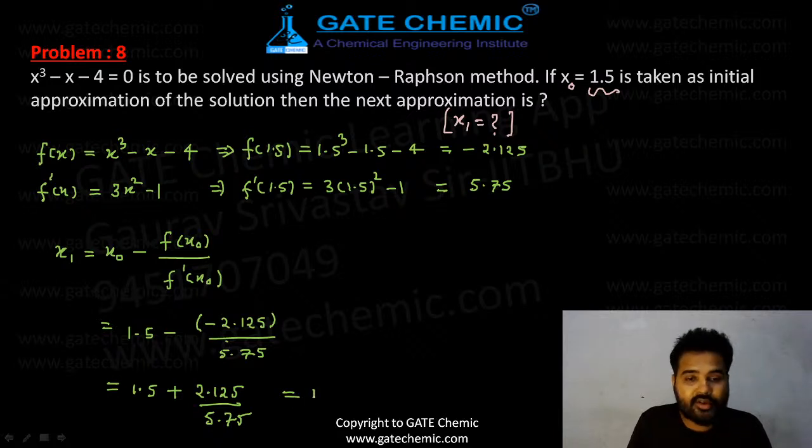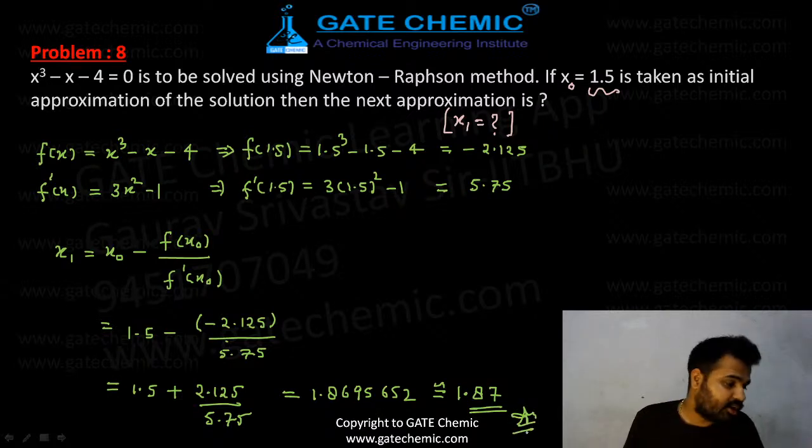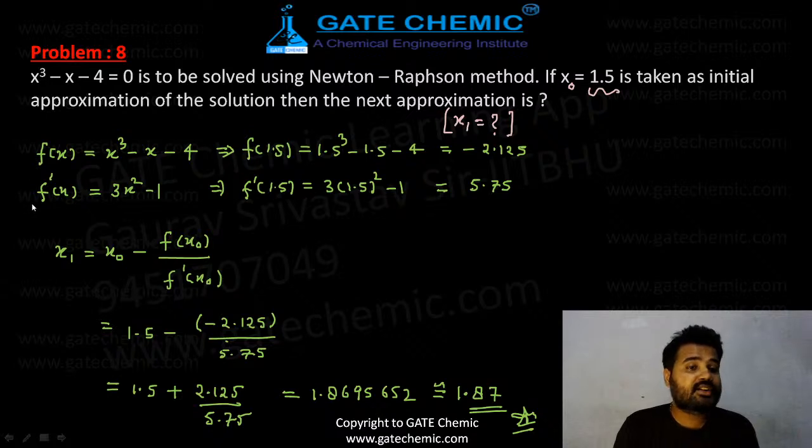It's 1.8695652. Yeah, absolutely correct, beta. Up to 2 decimal places you can write 1.87. So this is your final answer. Is it crystal clear to all of you, beta? It's very easy, isn't it? But there are a few things in this which are a little difficult, but after practice they will not remain difficult. Okay, so everything is crystal clear till now.